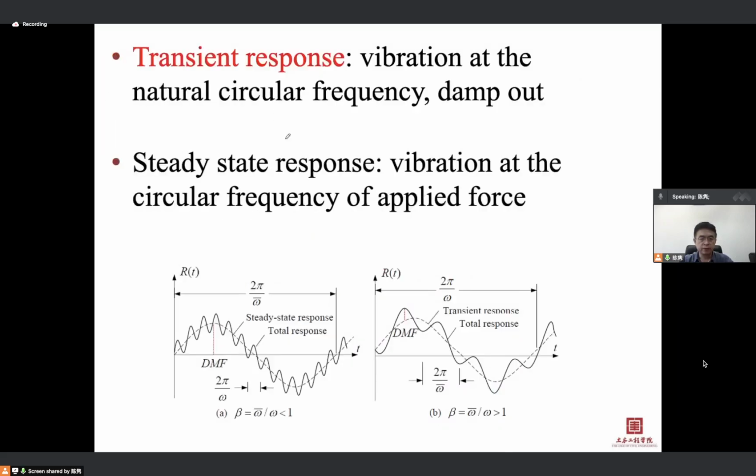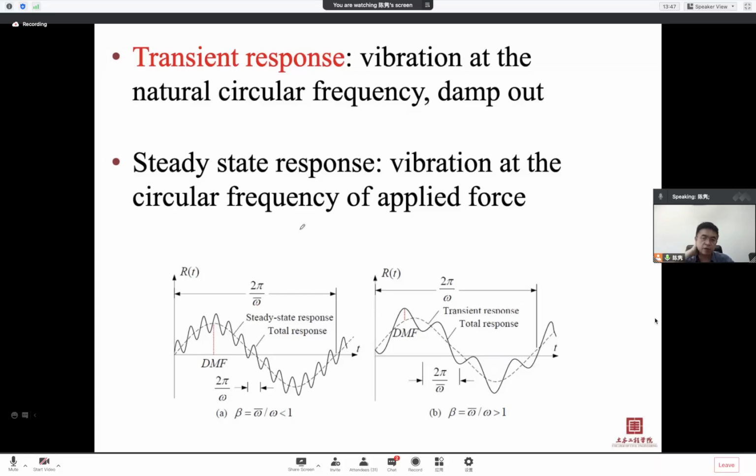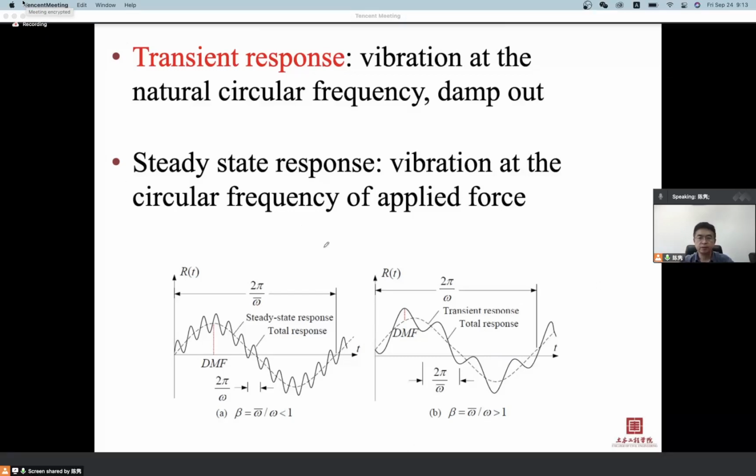So to summarize, the transient response is the vibration at the natural frequency of the structure itself. When there's damping, this part will be damped out and will disappear with time. And the vibration at the circular frequency of the external load, we call steady state response.